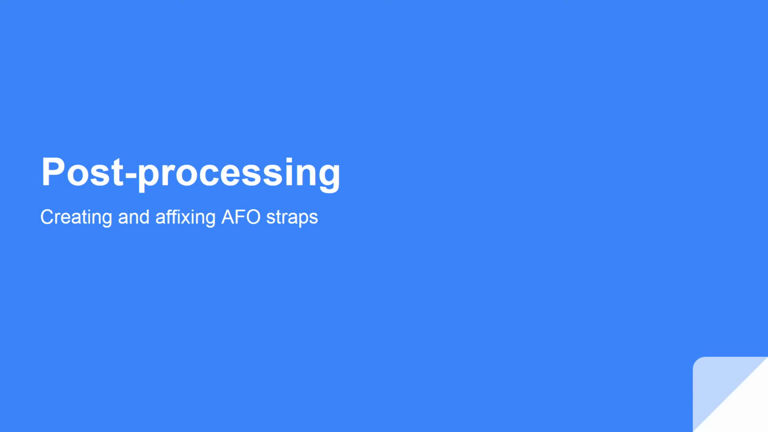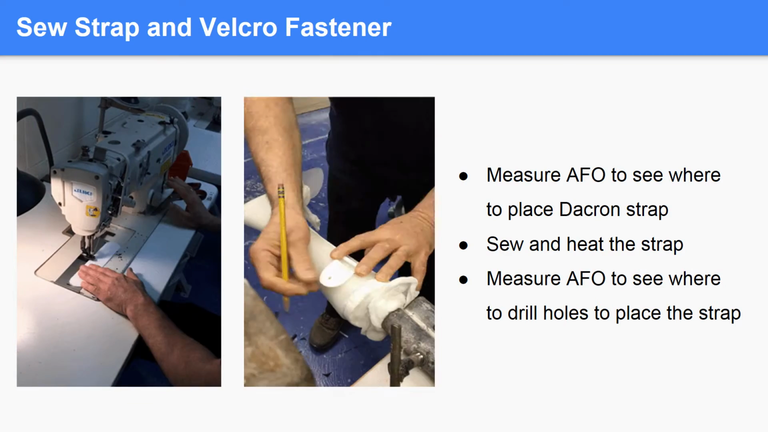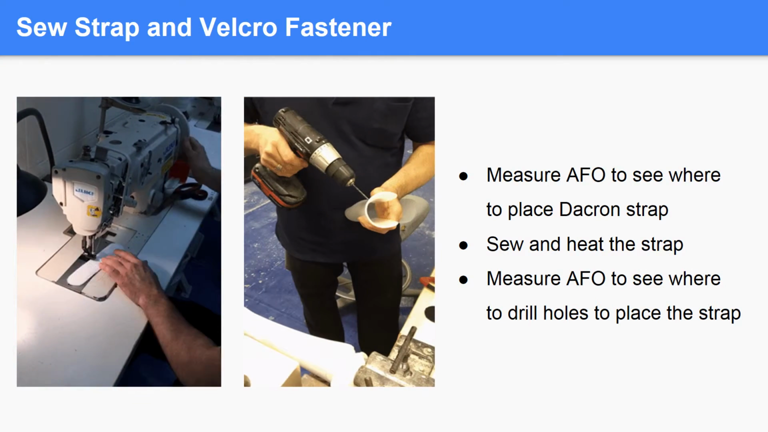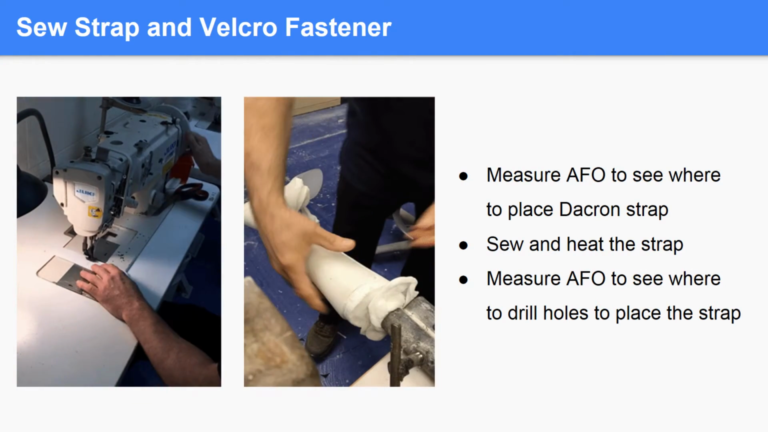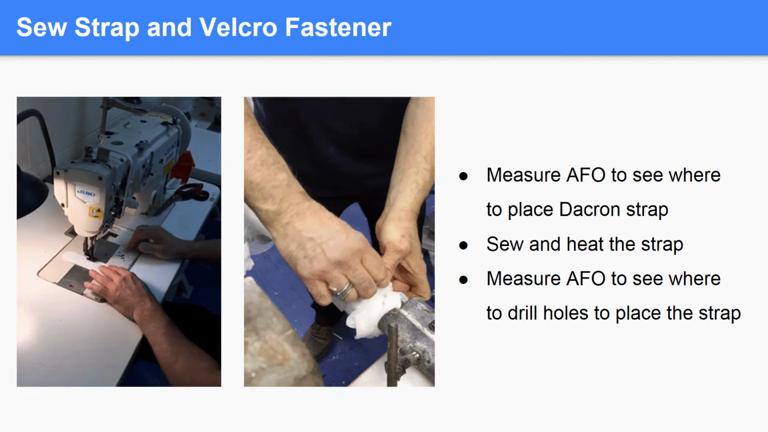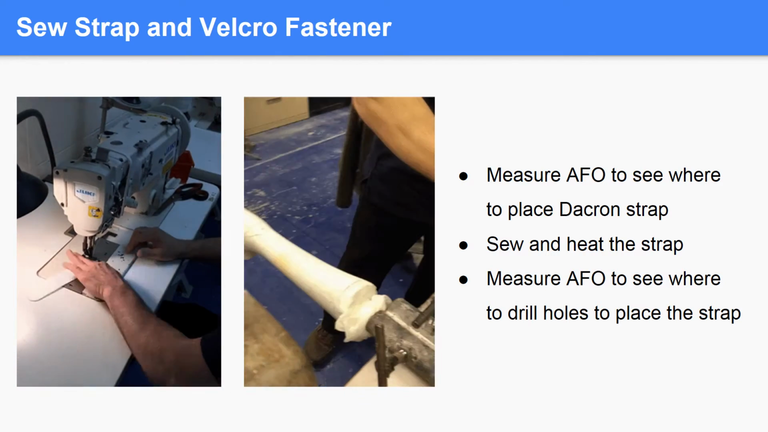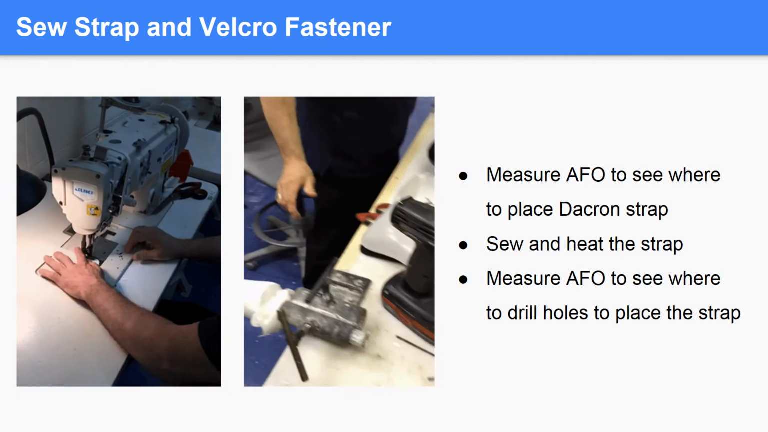I'd like to take you through the post-processing fabrication step. In post-processing, the technician measures the AFO to see where to place a Dacron strap. Pieces of Dacron and Velcro are then cut and sewed together, and a soldering tool is used to heat the edges and place a hole in the center of the strap. Then a drill is used to place holes in the actual AFO where the straps will be attached.